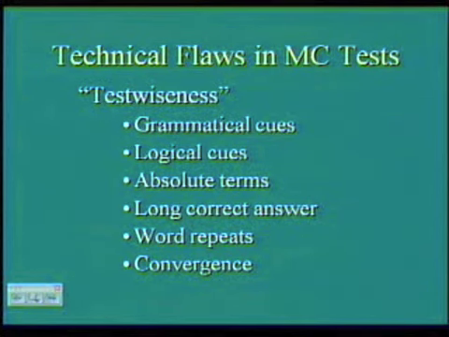We give grammatical clues where the stem ends with an "a" or "an" and then you have a problem with options beginning with a vowel or beginning with a consonant. Logical cues, using absolute terms, always or never. If you're going to give 4 or 5 choices and one of them is always and one of them is never, I'm going to eliminate those 2 right away and go for the others. The long correct answer.